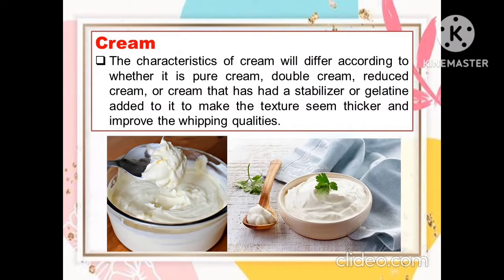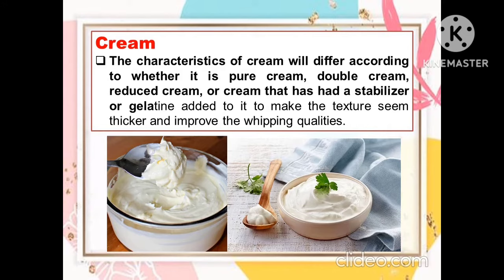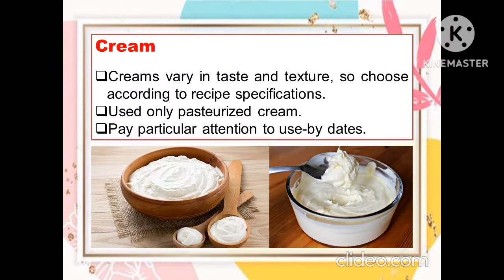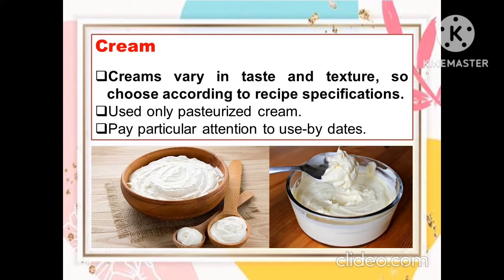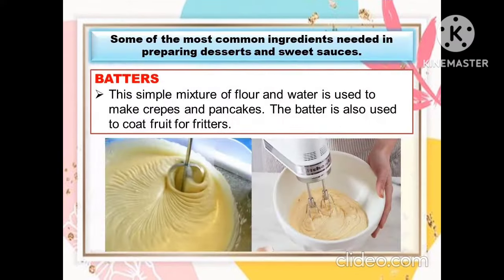The characteristics of cream will differ according to whether it is pure cream, double cream, reduced cream, or cream that has had a stabilizer or gelatin added to it to make the texture seem thicker and improve the whipping qualities. Creams vary in taste and texture, so choose according to recipe specifications. Use only pasteurized cream and pay particular attention to use-by dates.